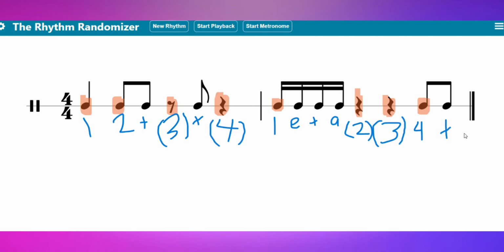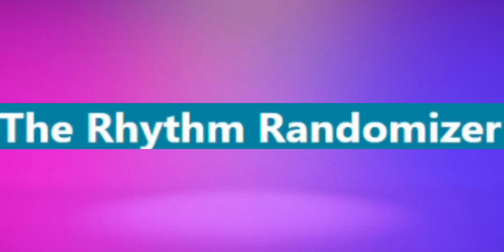And there you have it. 3 examples of rhythms, all written out and marked so that way you can go back and try them out yourself. Once again, the website is called Rhythm Randomizer. It's a wonderful way to go practice your rhythms. You can set it up however you want to.